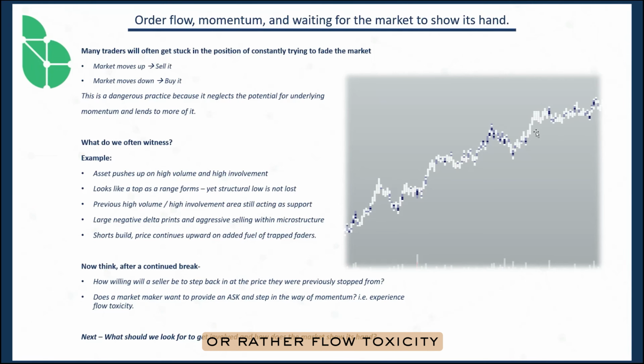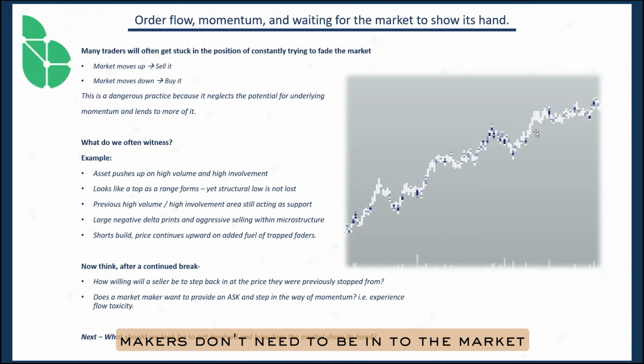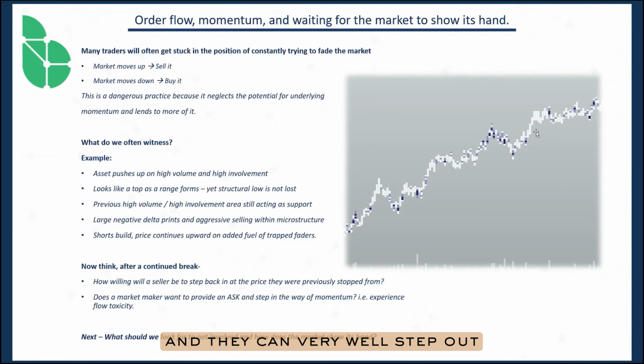Or rather, flow toxicity is when there are periods of high volatility when market makers cannot provide a stable bid and ask. Because of this, market makers don't need to be in the market. They don't need to provide a bid and ask, and they can very well step out. So in this case, the market maker stepping out during a period of upward price movement means not as many asks being provided.